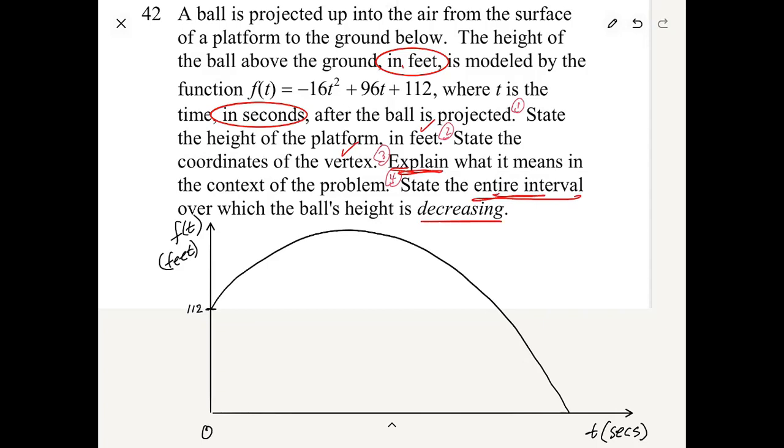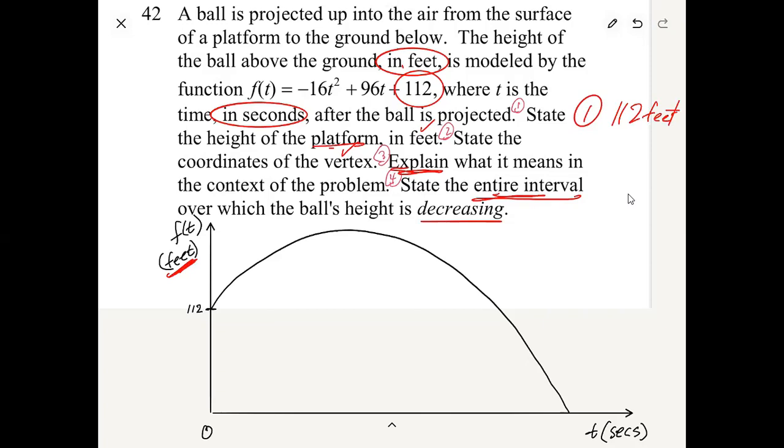All right, so I'm going to show you how you can do this. Now, before we graph anything, there's some really basic things that you should know. Whenever you look at a quadratic, especially a word problem, whatever that last number is, that is the initial height of the ball. That's the height from which you're throwing the ball. That's the y-intercept. So the very first question, state the height of the platform, is 112 feet. That's the answer to number one.